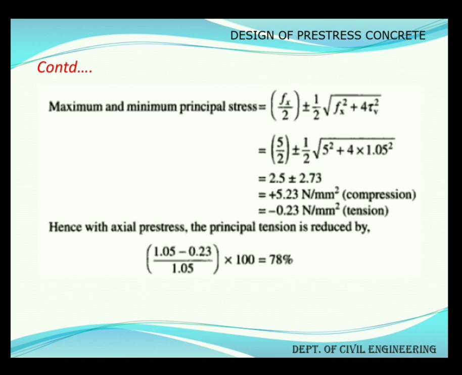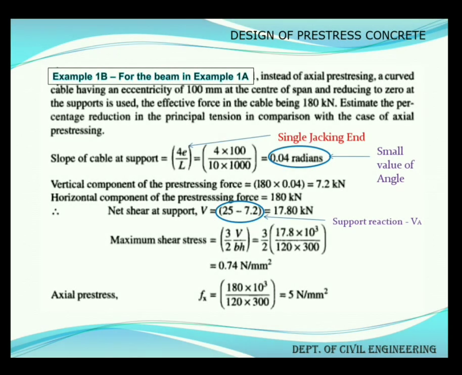Therefore, with the axial pressure, the principal tension is reduced by: initial principal tension was 1.05, minus the principal tension now, 0.23, divided by 1.05 into 100, that is 78%. So application of Fx reduces the principal tension by 78%. This is a very big value and will have a considerable impact on the design.